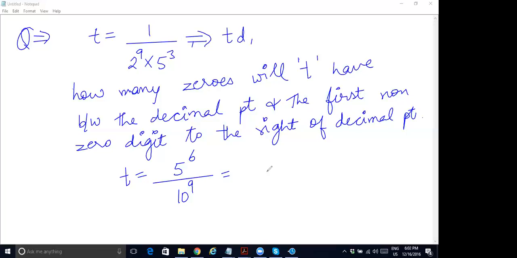Or what you can do is 5 to the 6 can be written as 125 into 125, and it is like the square of a number ending with 5. So how do you do that? Square of a number ending with a 5. For example, how will you do 45 into 45?